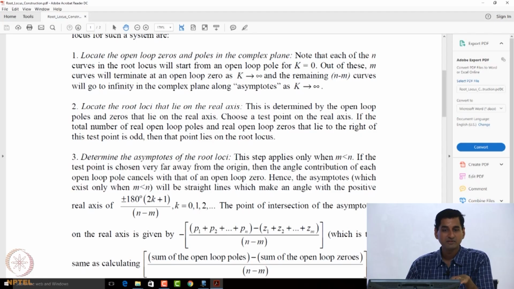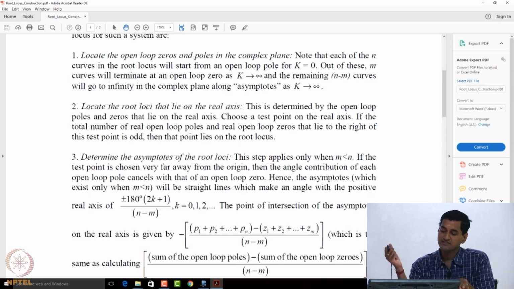Then we figured out how to get the parts of the root locus that lie on the real axis, using the angle condition. We divided the real axis into subregions based on the location of open loop poles and zeros. In each subregion you take a test point and look to the right of it. If the number of real open loop poles and real open loop zeros is odd, then that region lies on the root locus. That's the second step.